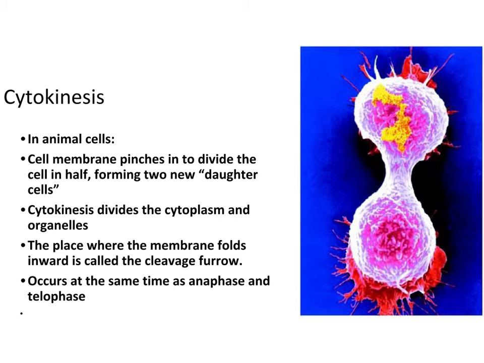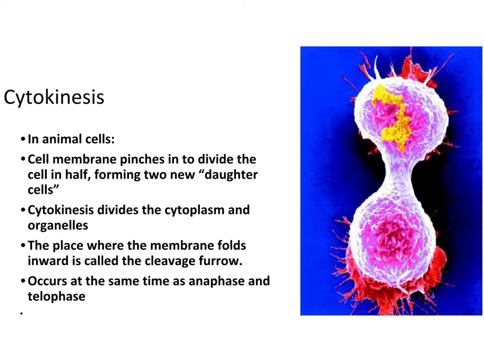All right, so the final stage of the cell cycle is cytokinesis. First, we're just going to talk about it in animal cells. So in animal cells, the cell membrane is going to pinch in and it divides the cell in half. Okay, and then you get 2 new daughter cells.